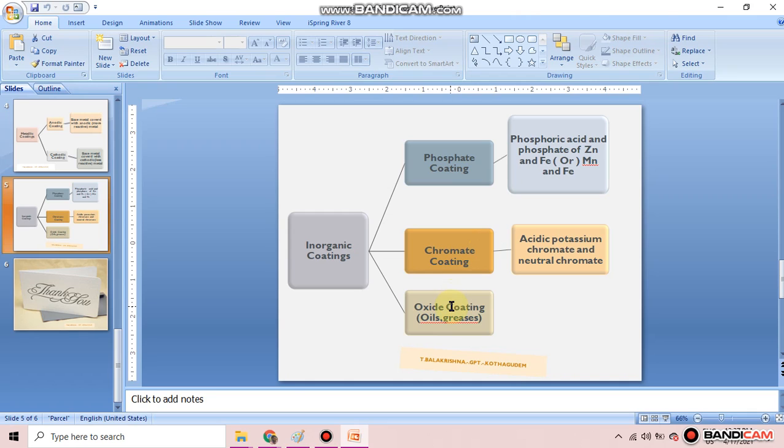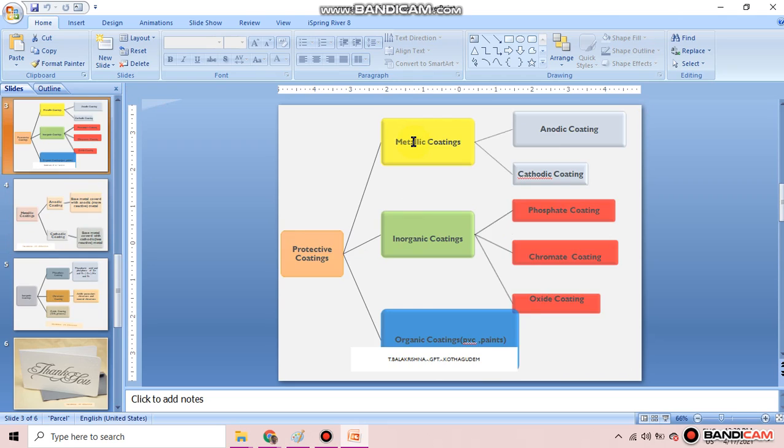In oxide coating, we generally use oils, greases, and wax, which we use in our daily life. When we apply oils, greases, and wax on the metal surface, they form one layer, an oxide layer. That oxide layer acts as a protective layer from corrosion. This is the inorganic coating. Next, come to the organic coating.